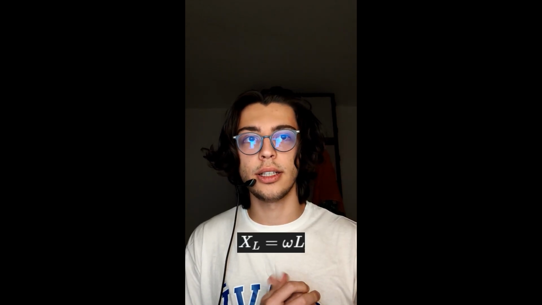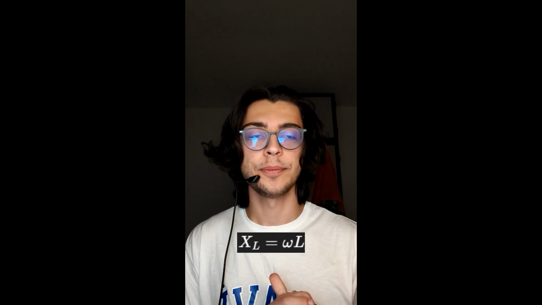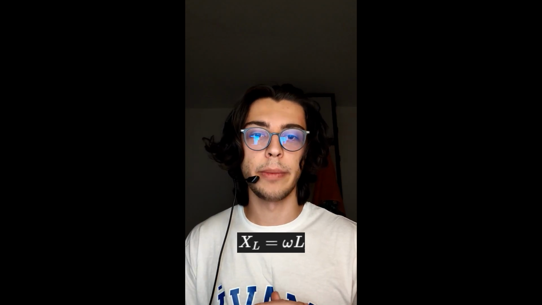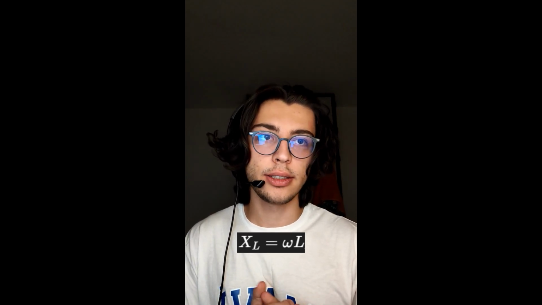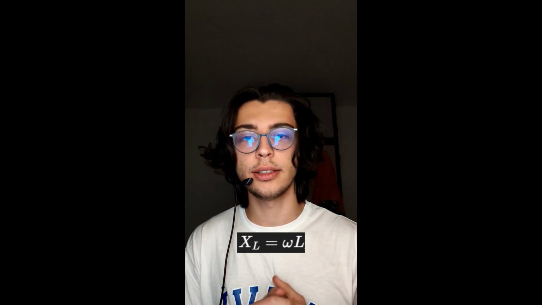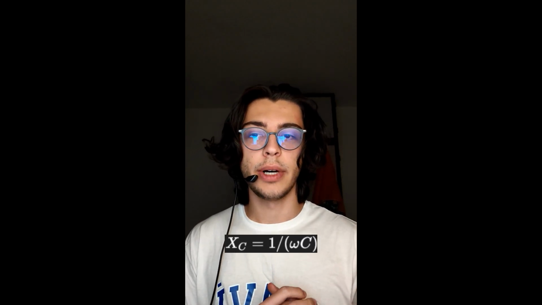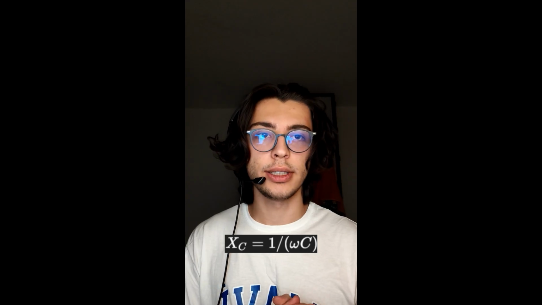In an AC circuit, the inductor and capacitor each have a kind of opposition to a current called reactance. The inductive reactance is calculated by multiplying omega with the inductance, and the capacitive reactance is calculated by 1 over omega times the capacitance, where omega is 2 pi f, where f is the frequency of the function generator.